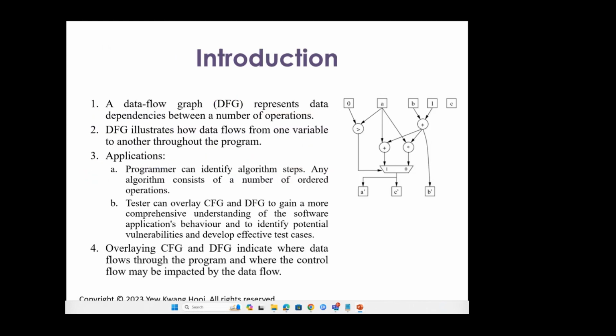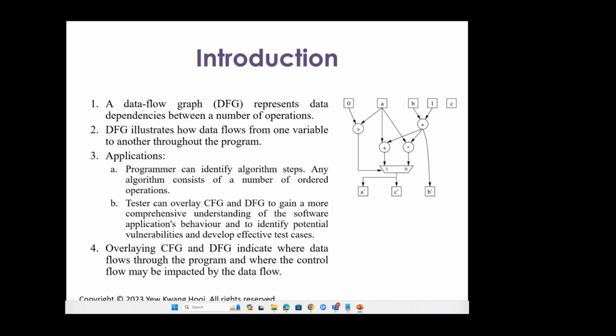So what is a data flow graph, or DFG? A data flow graph represents the data dependency between a number of operations, mathematical operations and logical operations, inside a program. DFG shows how the data inside the variable flows throughout the program. Why is this useful? A programmer can identify the algorithm steps to perform a computation. Usually, for a formula, a number of steps is required.